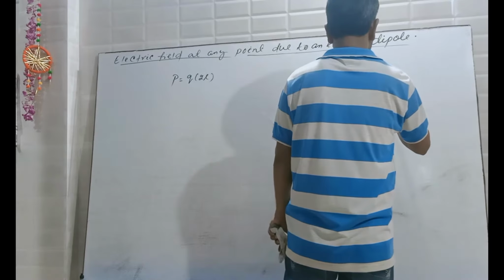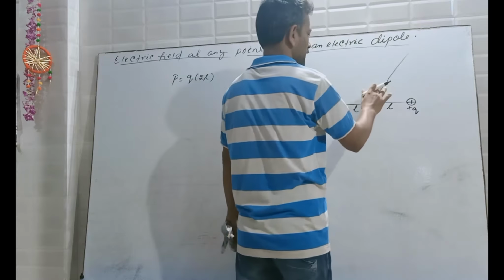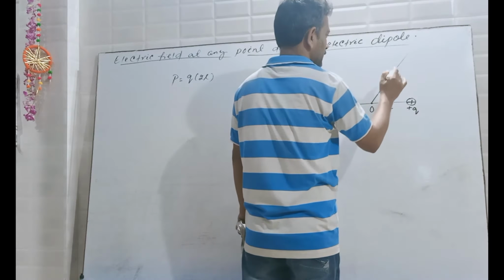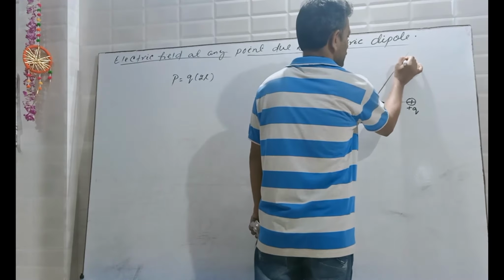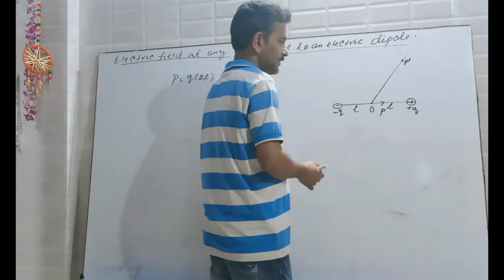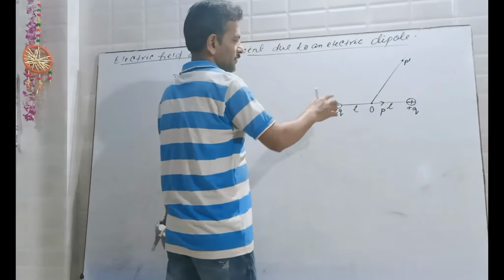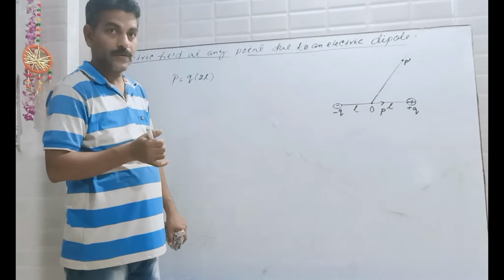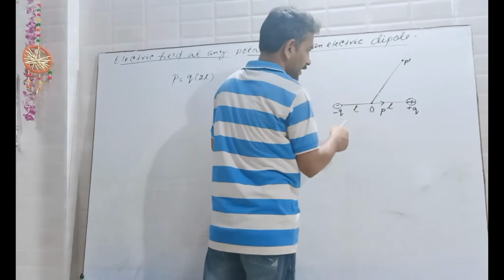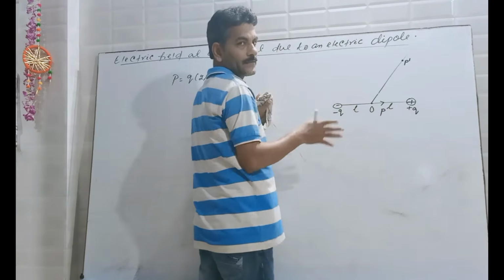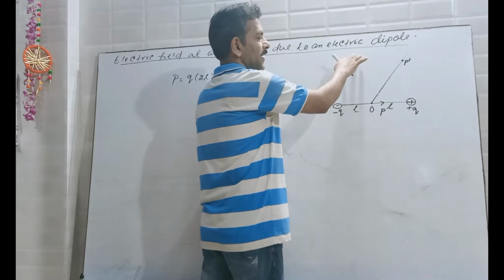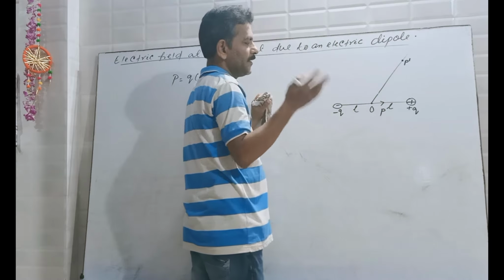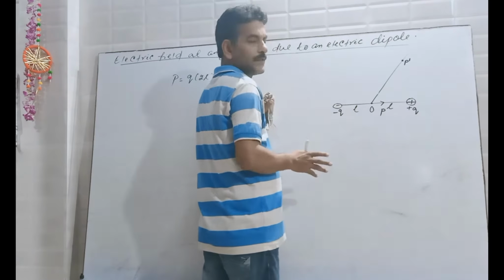It is desired to find electric field intensity at any point, say P dash, from the center of the dipole. Okay, you see, it is desired to find electric field intensity at any point P dash. This point is neither axial nor equatorial. It is any point at which we are interested to find electric field intensity due to this dipole.